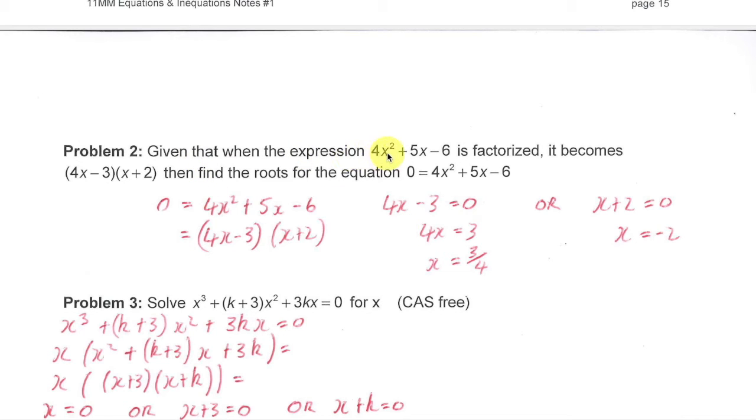Given that when the expression 4x squared plus 5x take away 6 is factorised, it becomes this. Find the roots for the equation 0 equals 4x squared plus 5x minus 6. So this is really simple. Basically, 0 equals that quadratic trinomial that can be factorised to become this. And now it's applying the null factor law. So 4x take 3 is equal to 0, or x plus 2 is equal to 0. Then solving for x, we get 3/4 and negative 2.